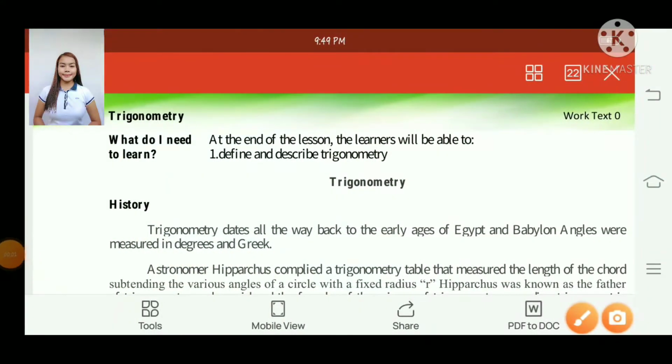Good day everyone. The objective of this video is to define and describe trigonometry.